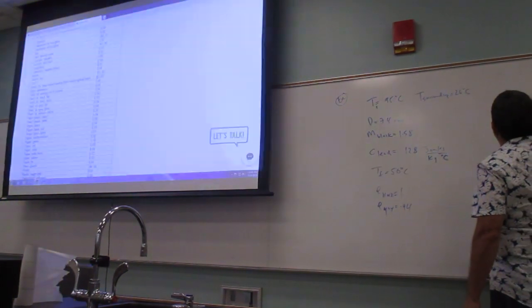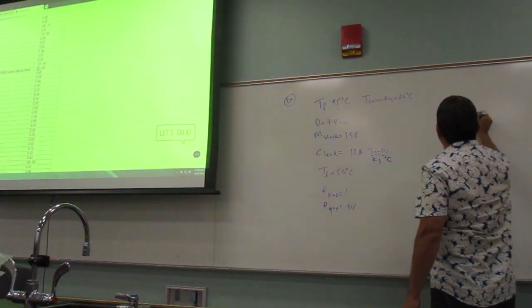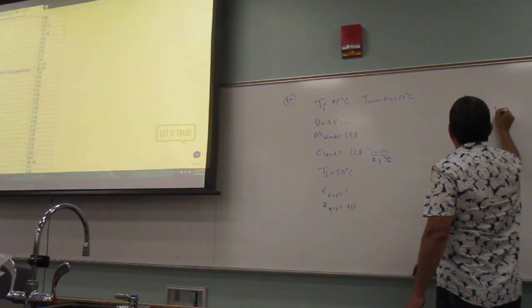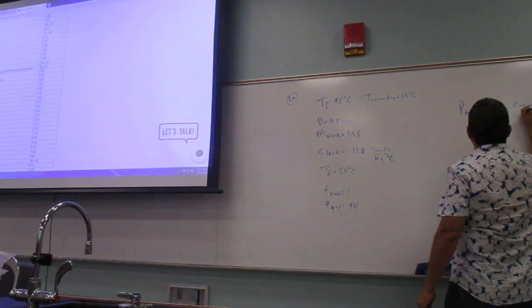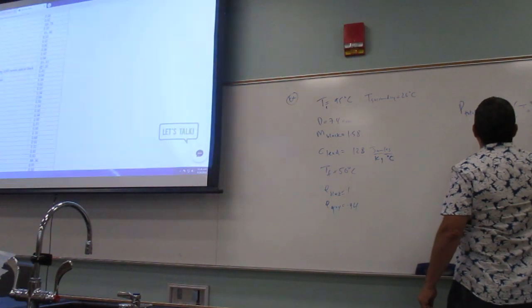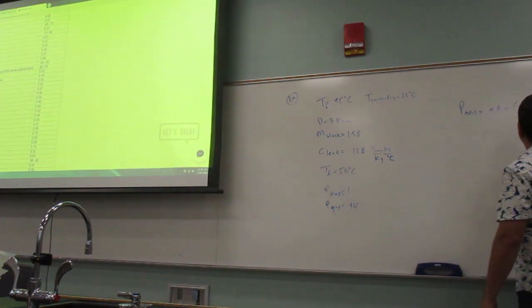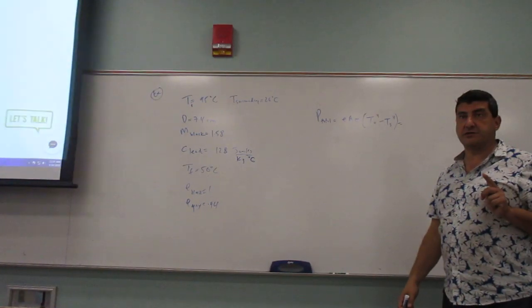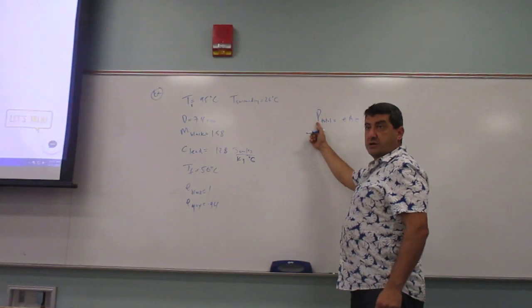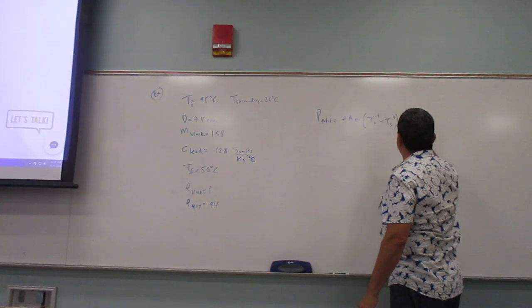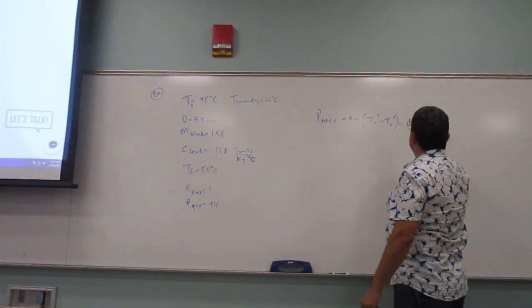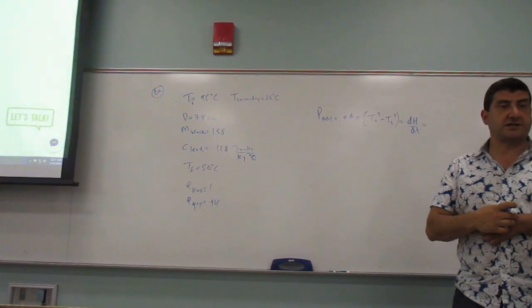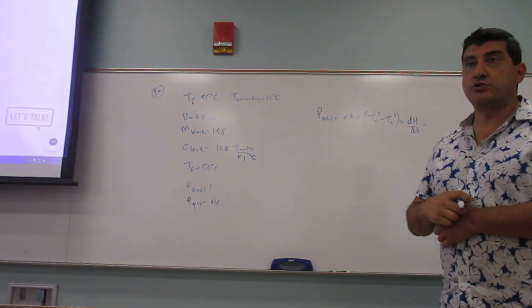So the power total is going to be EA sigma T of the object to the fourth minus T of the surrounding to the fourth. That's going to equal what? That's going to determine the rate of heat loss of the object, right? This is because this is power. So it's dQ, dH, dt. The rate of heat loss. And the rate of heat loss is equal to the what?